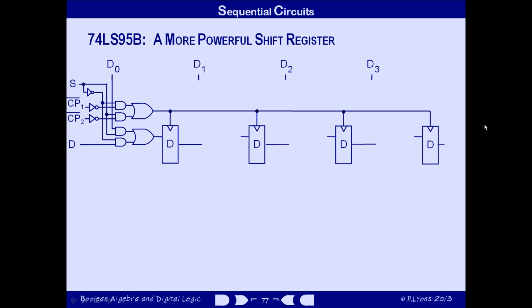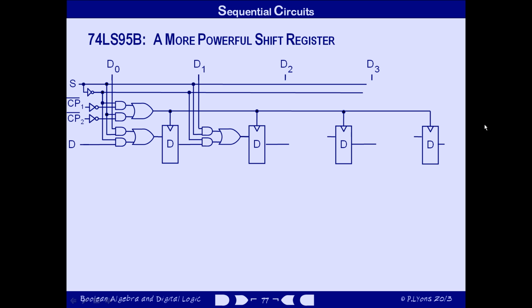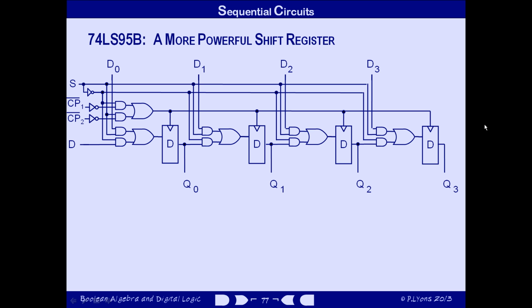The same problem, whether to select serial or parallel data, recurs for each flip-flop. So the same steering circuit is repeated for each flip-flop. And of course, there's no point in the circuit if we can't get any data out, so let's connect up some wires to the outputs of the flip-flops.